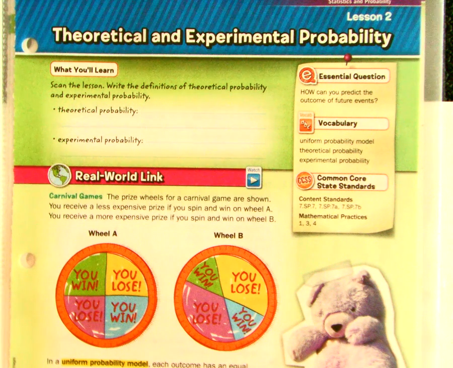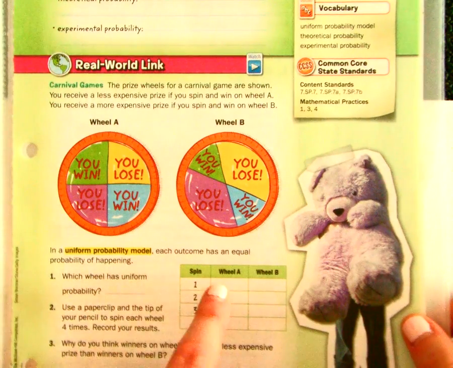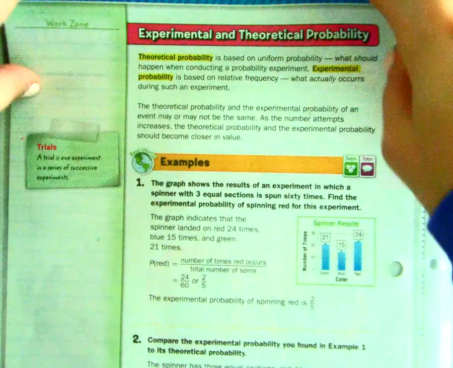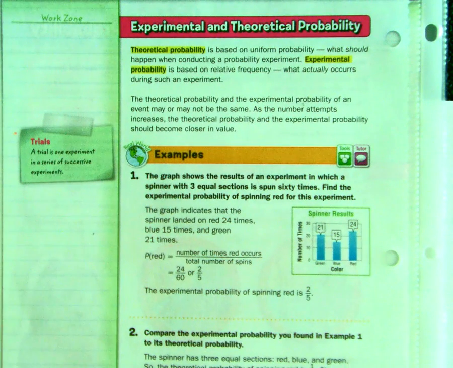Lesson 9.2, Theoretical and Experimental Probability. In a uniform probability model, each outcome has an equal probability of happening. So, experimental and theoretical probability. Theoretical probability is based on uniform probability. So what should happen when conducting a probability experiment?